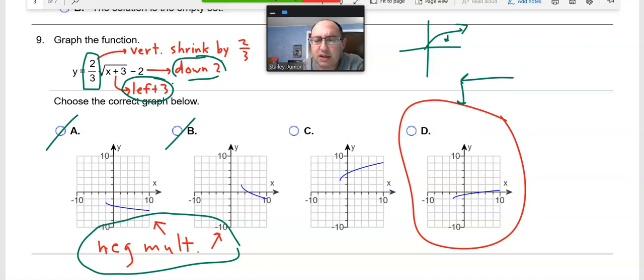You'd see D as the right one. It goes left 3 and down 2. Each block is worth 2. And then, of course, you can see that it's been kind of squished, right? And that's why it's more narrow or closer down to negative 2, because of the whole shift down 2.